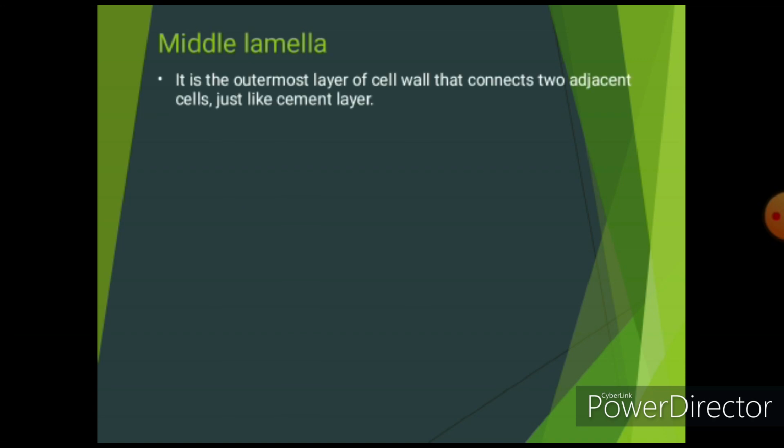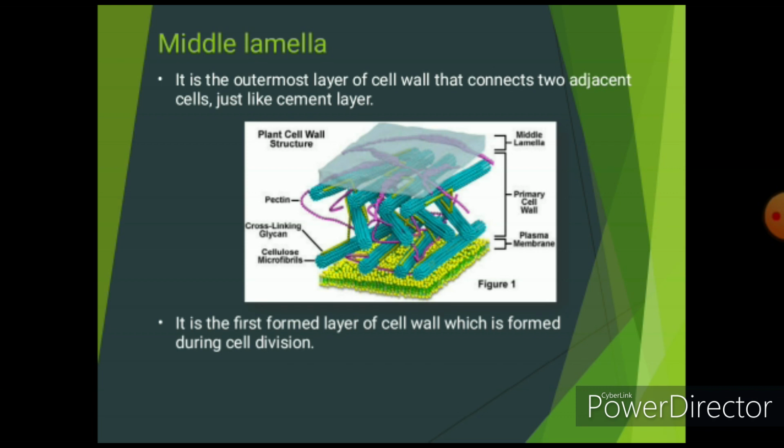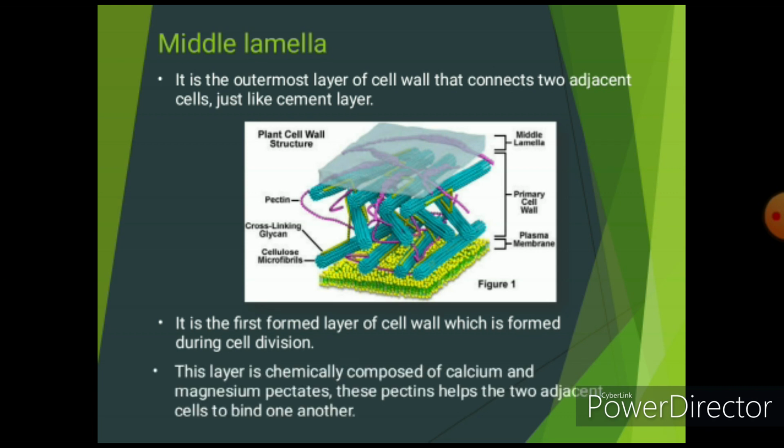Let us focus on middle lamella. Just now we have observed in the picture, middle lamella connects the two adjacent cells just like cement connects two bricks. It is the outermost layer of the cell. This is the first formed layer of the cell wall, which is formed during cell division. This layer is chemically composed of calcium and magnesium pectates. These pectins help to bind the two adjacent cells.